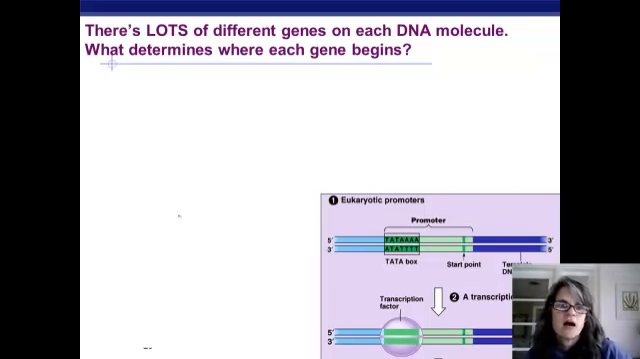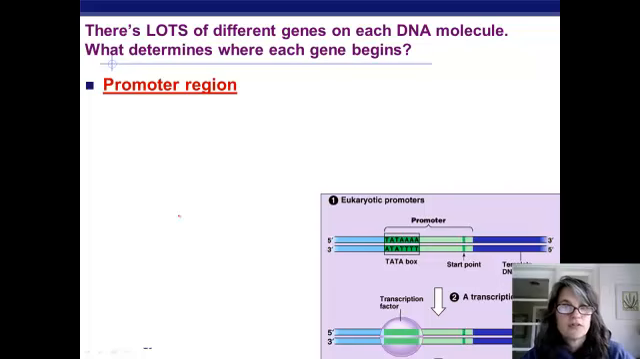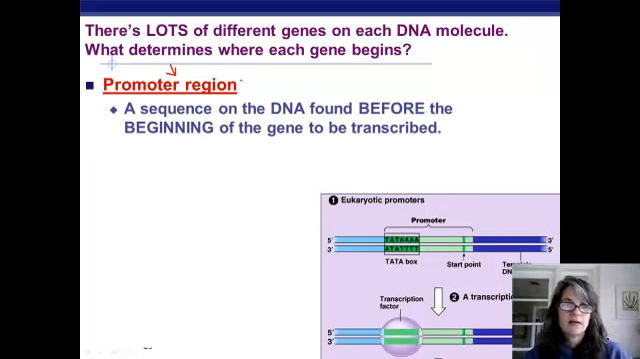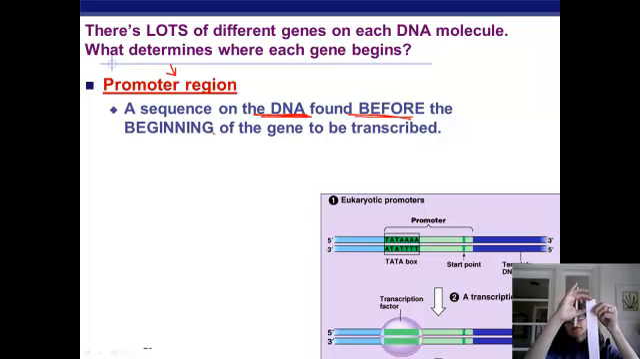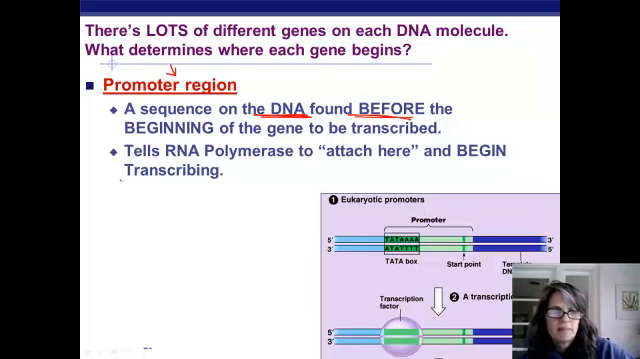So, there's certain cues that the enzymes that do transcription look for. And these cues are called the promoter region. These are regions on the DNA, a sequence on the DNA that is found right before the start of the gene that you want. So if my myosin gene is right here, then the promoter might be right above that, okay? That's basically the part of the DNA that says start here for myosin, or whatever gene it is. It tells the RNA polymerase to attach at that point to begin transcribing.